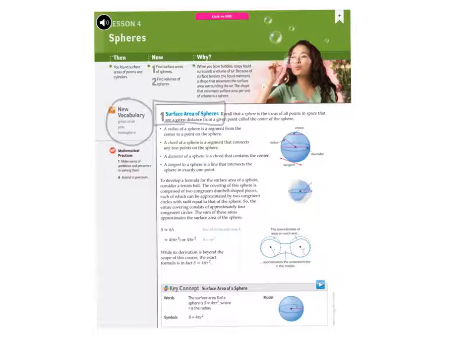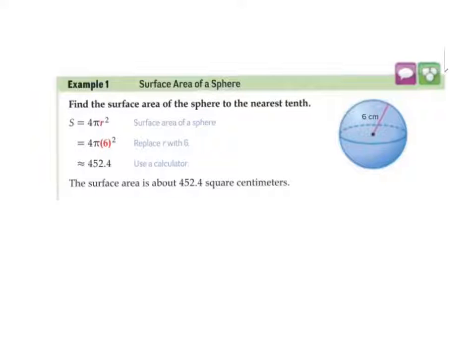the surface area. Again, you've got a formula, it's on your formula sheet as well. It's 4 times pi times the radius squared. So surface area is 4 times pi times the radius squared. So let's have a look and see how that fits into example 1.